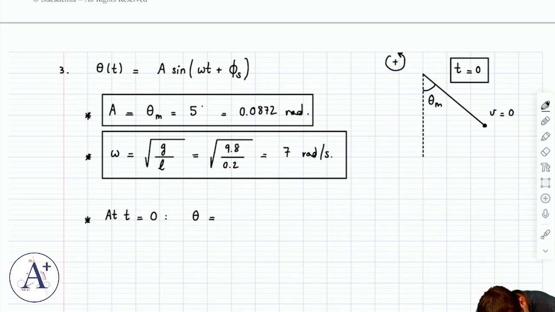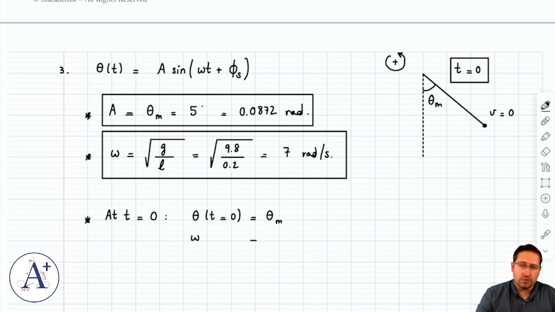theta is equal to theta m, and then omega, now careful, this is where it gets tricky. Let me write it like this. Okay, this is actually good that we bring this up. So I'll write theta at t equal to 0 is theta m. We agree. Okay, we pulled it away 5 degrees. At t equals 0, we let it go. Omega of t equal to 0 is equal to 0.